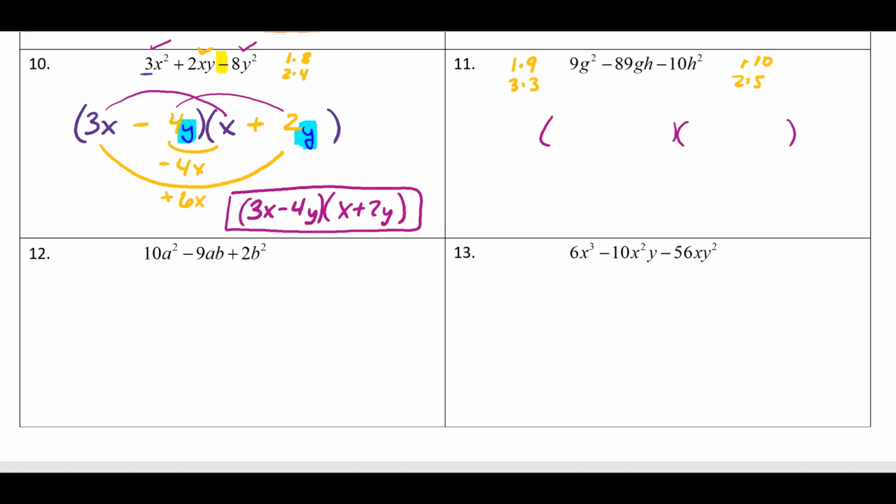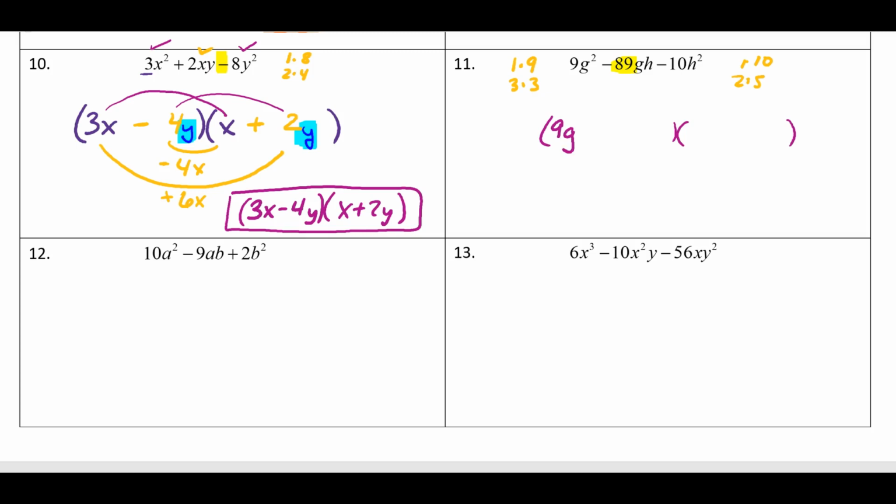All right, so there's not a greatest common factor between 9, 89, and 10, but I will give you a hint here. The very fact that this middle term is so big, this is one of those times I would not start with my smallest factors. I would probably start with my bigger factors because I know that 9 times 10 is 90, and that's going to get me pretty close to 89.